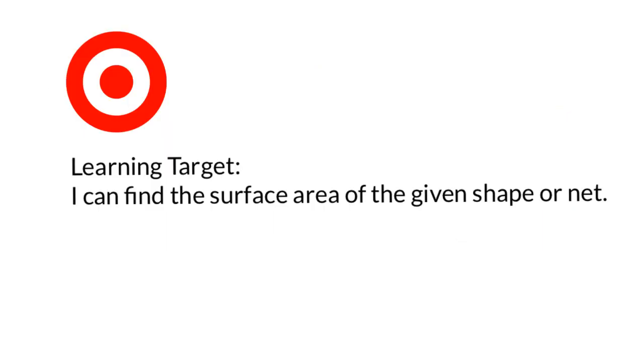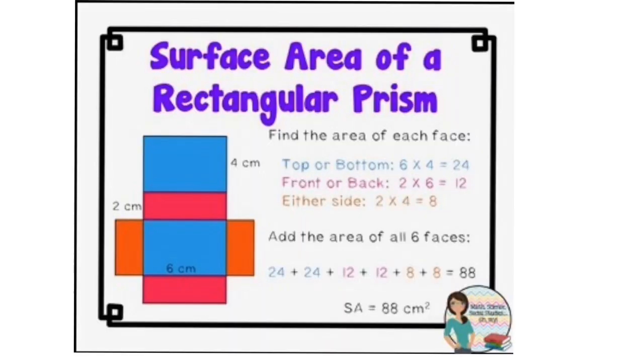And surface area comes from if we were to take that shape and break it down into a net. Finding the surface area of the net basically just means that you're finding the area of each side of the shape and then adding it all together to find a total area of the whole shape, also known as surface area. So your learning target today is I can find the surface area of the given shape or net. So, surface area of a rectangular prism.